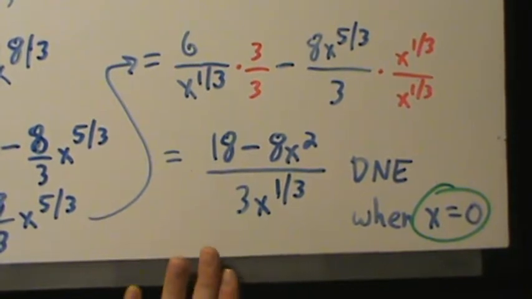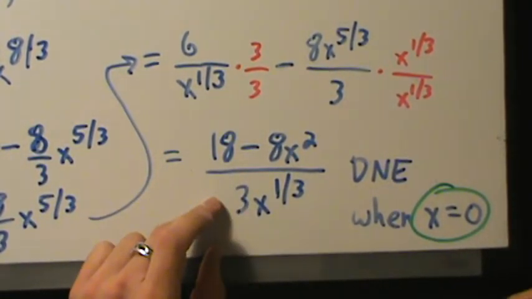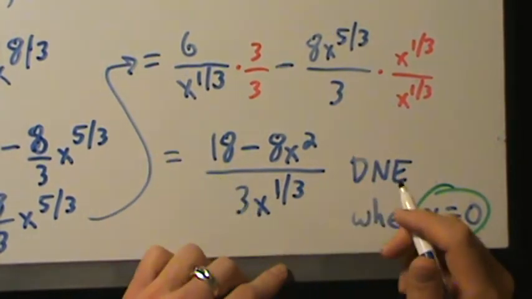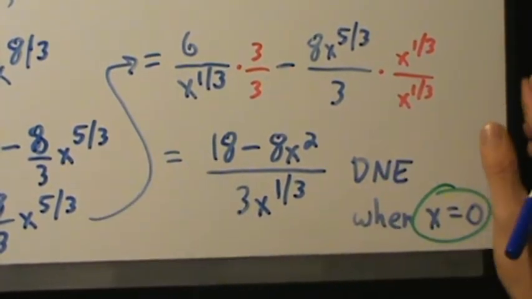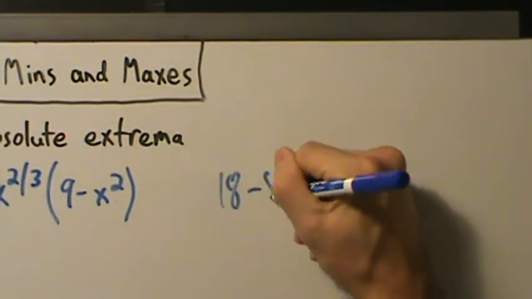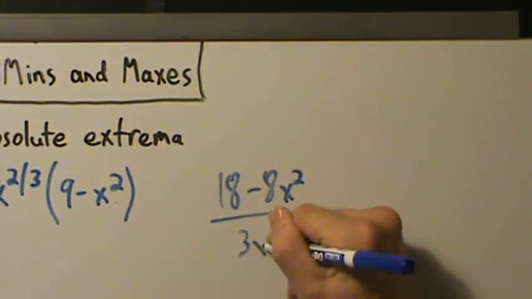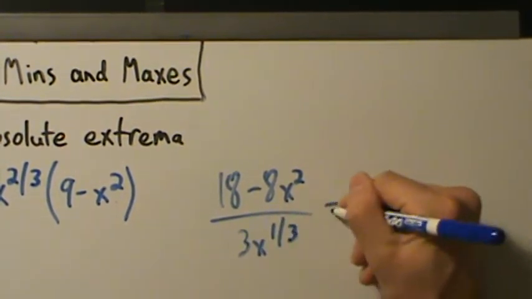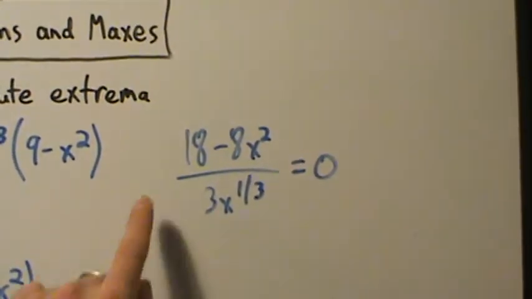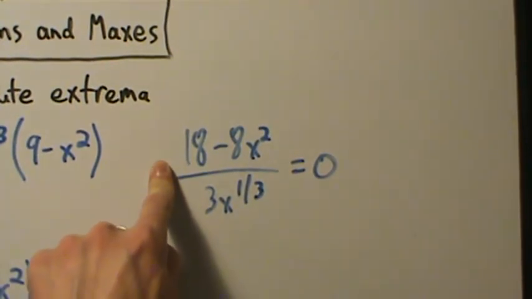Now we also have to figure out where this derivative is 0. Remember, if you have a numerator and a denominator, the whole thing equals 0 when the top equals 0. So let's come up here where we have more room. 18 minus 8x squared over 3x to the 1/3. Remember, this equals 0 when the top equals 0. So all we have to do is set the top equal to 0 and solve for x.